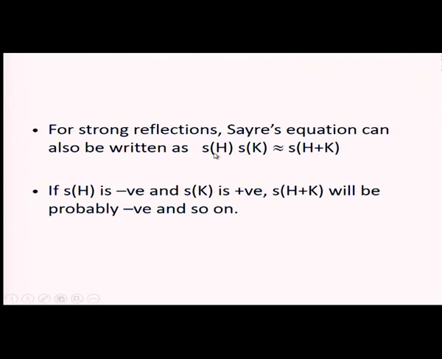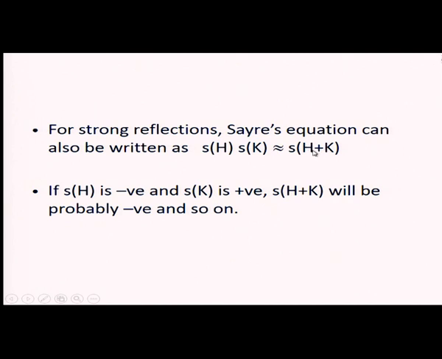I will just give you a simple example. Previously I showed that S of h multiplied by S of k multiplied by S of h plus k is nearly positive. Now, I am rewriting the Sayre equation this way. There is nothing wrong, it is the same. If you multiply both sides by sign of h plus k, we get the previous Sayre equation: S of h into S of k into sign of h plus k equals sign of h plus k multiplied by sign of h plus k. Now, sign of h plus k can be either positive or negative.